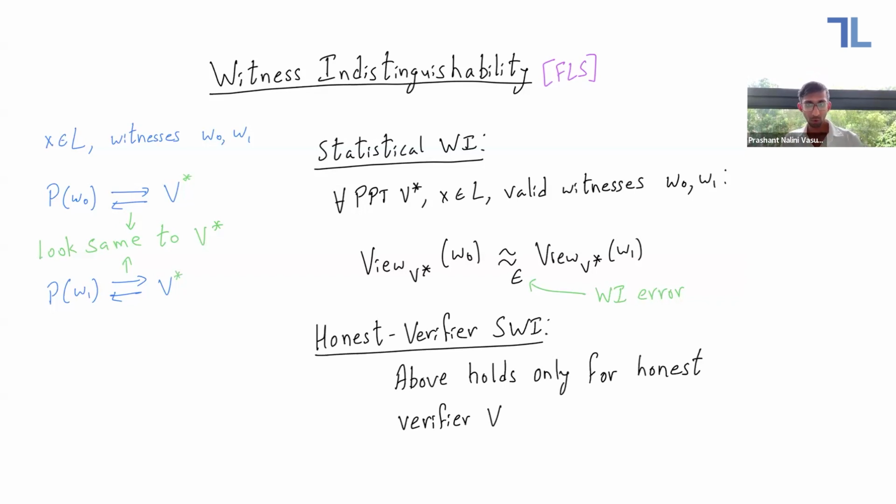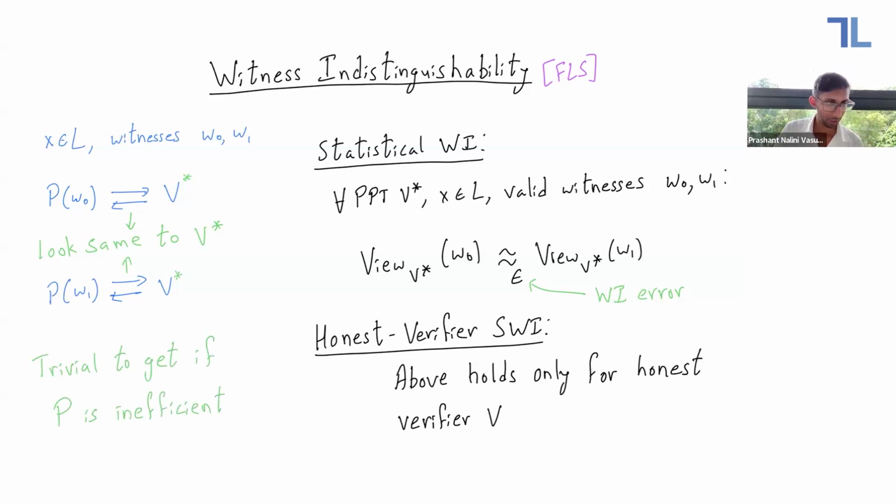And I'll also be talking about a weaker condition called honest verifier SWI, where instead of asking for this property to hold for every V star, I'll only ask it to hold for the honest verifier, where the verifier does not deviate from the protocol, and at the end you want this property of the views.